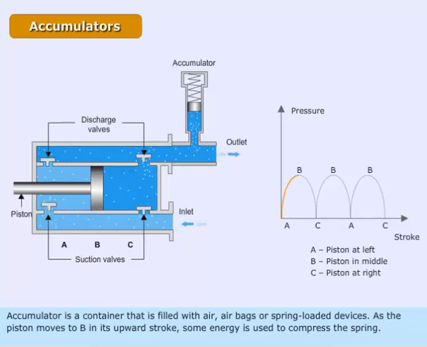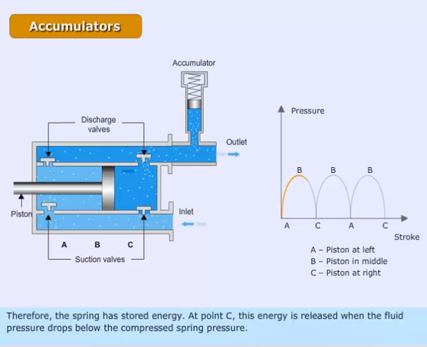As the piston moves to B in its upward stroke, some energy is used to compress the spring. Therefore, the spring has stored energy. At point C, this energy is released when the fluid pressure drops below the compressed spring pressure.